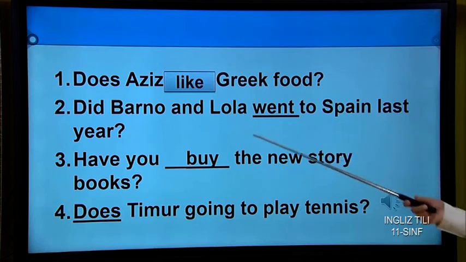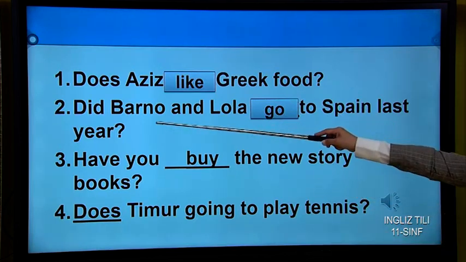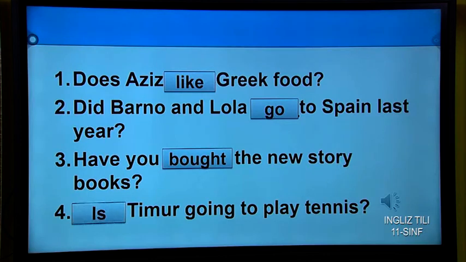The second, did Barno and Lola went to Spain last year? What's wrong? Went. We use go instead, verb 1, because we use did. Did Barno and Lola go to Spain last year? The third one, have you buy the new storybook? Here, wrong is buy. Why? Because it is a perfect sentence, present perfect sentence. Here you have to use verb 3, not verb 1. Instead of buy, bought. The next one, does Timur going to play tennis? It is continuous sentence, not does but is.